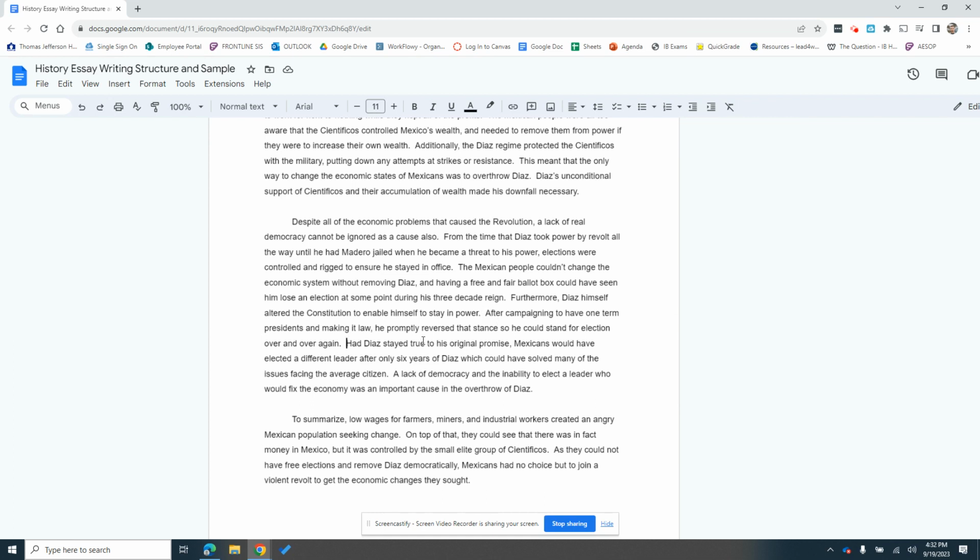Okay, so we have our evidence, followed by explanation, and then a final sentence here. "A lack of democracy and the inability to elect a leader who would fix the economy was an important cause in the overthrow of Diaz."